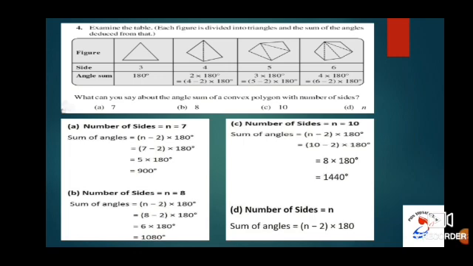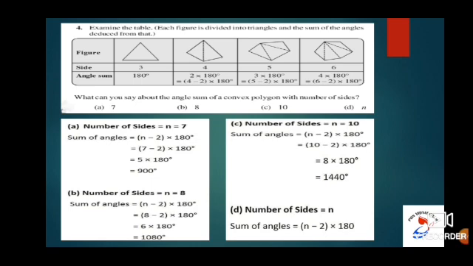Now it is question number 4. Examine the table. Each figure is divided into triangles and the sum of the angles is deduced from that. First, the figure is a triangle. The number of sides for the triangle is 3. The angle sum property is 180.